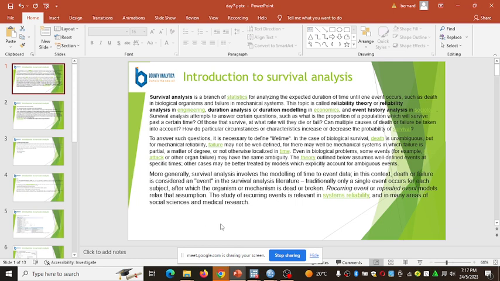So, in the case of biological survival, death is ambiguous, but for mechanical reliability, failure may not be well defined because we don't know when a system may break or may fail. So even in biological problems, some events, for example, heart attack or other organ failure, may have the same ambiguity.